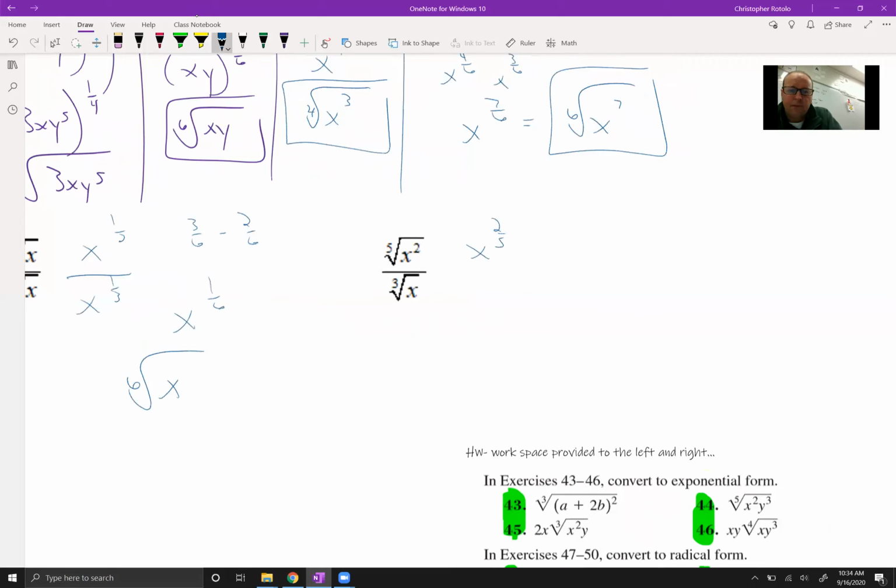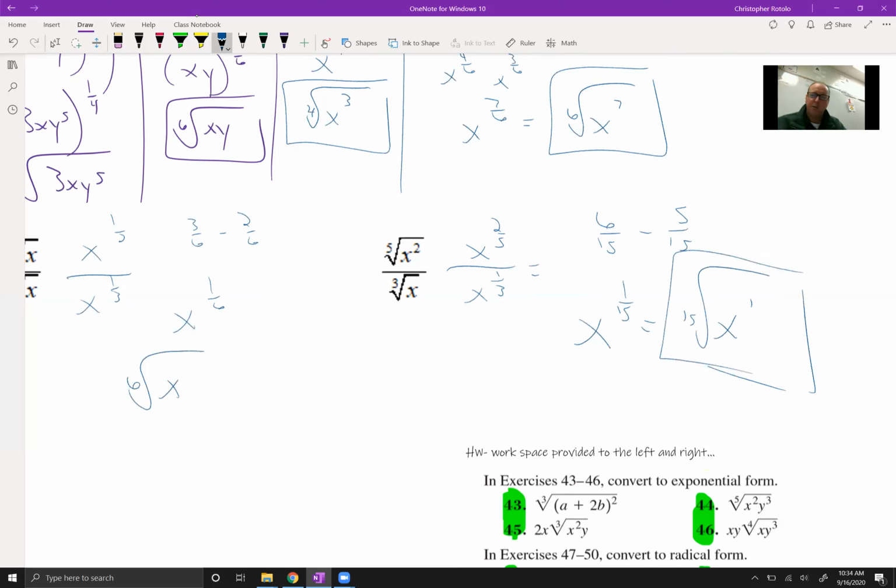x to the 2/5, and we got x to the 1/3. Okay, so we're trying to make a common denominator 15s, 6/15 minus 5/15. So we're going to deal with x to the 1/15, which will look like x to the 1st power, covered by the 15th root. Okay, so just combining our exponent rules from way, way back with rational exponents and trying to make them some ugly fractions, just to get you ready.